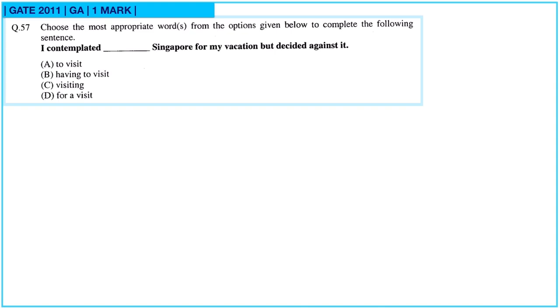Question 57. Choose the most appropriate words from the options given below to complete the following sentence. I contemplated dash Singapore for my vacation but decided against it. Here the third form of verb, V3, is used, and after that we can use gerund only. So option C is correct, visiting.